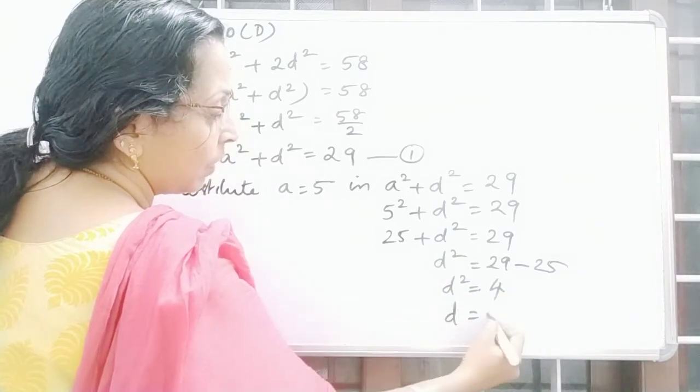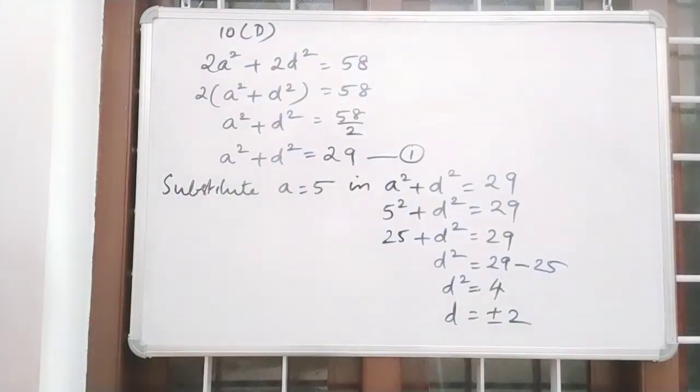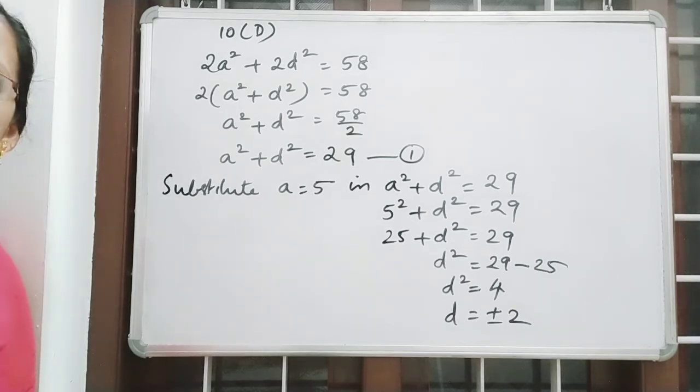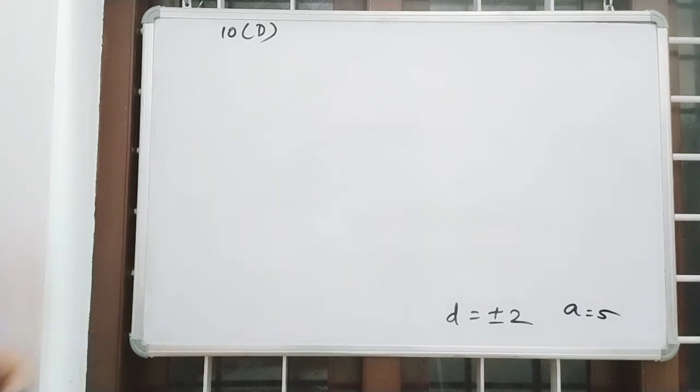So D value will be plus or minus 2. Two values we will have. So if A is equal to 5 and D is equal to 2, first we want to find out. After that, if A is equal to 5, D is equal to negative 2, that also we want to find. So write down: we have A is equal to 5 and D is equal to plus or minus 2.